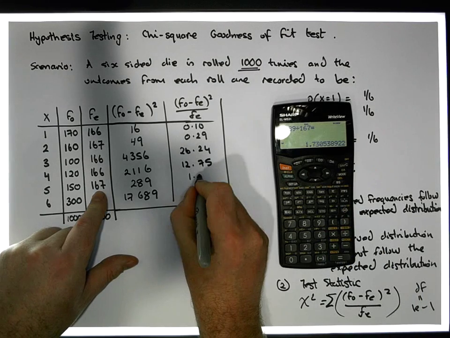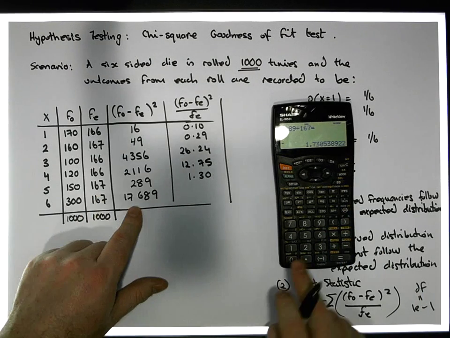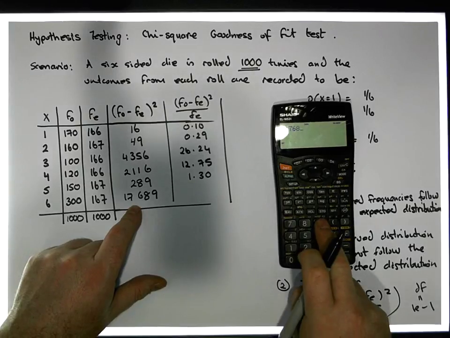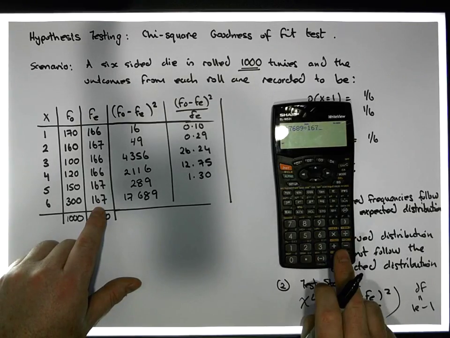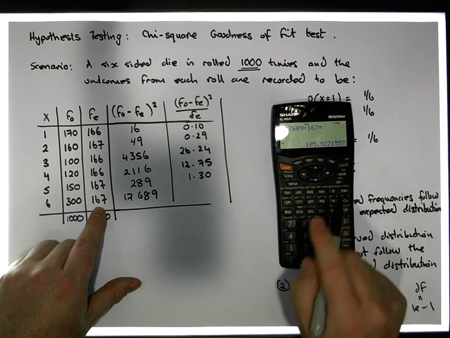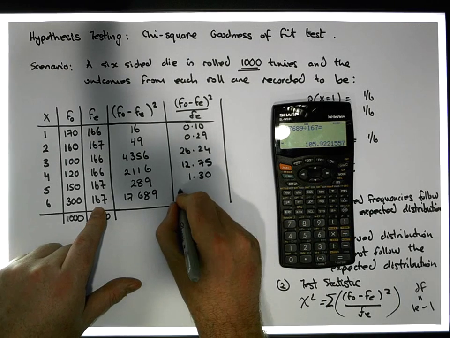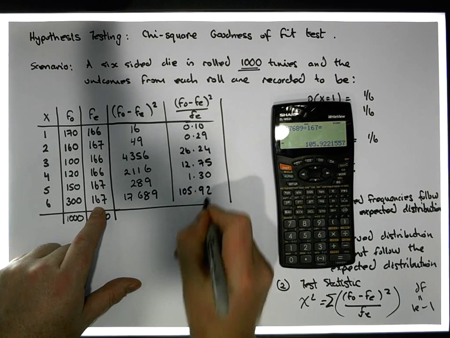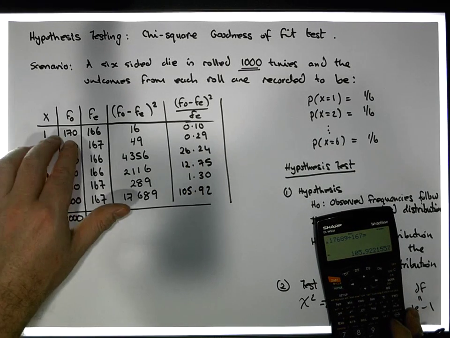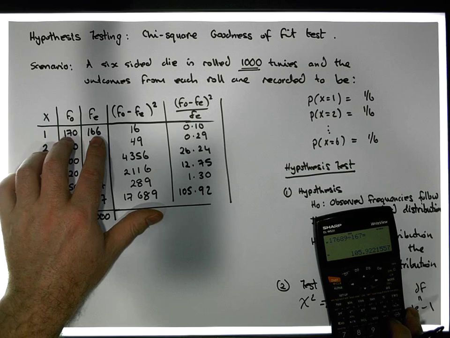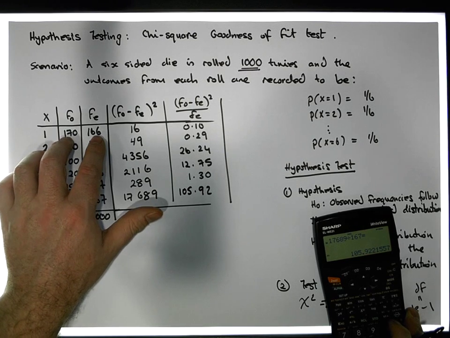So 1.30. And then finally we're going to have 17,689 divided by 167, which is going to give us a value of approximately 105.92. So that's 105.92. Okay. So this is our measure for our test statistic of how far each observation is away from the expected observation relative to the expected observation.